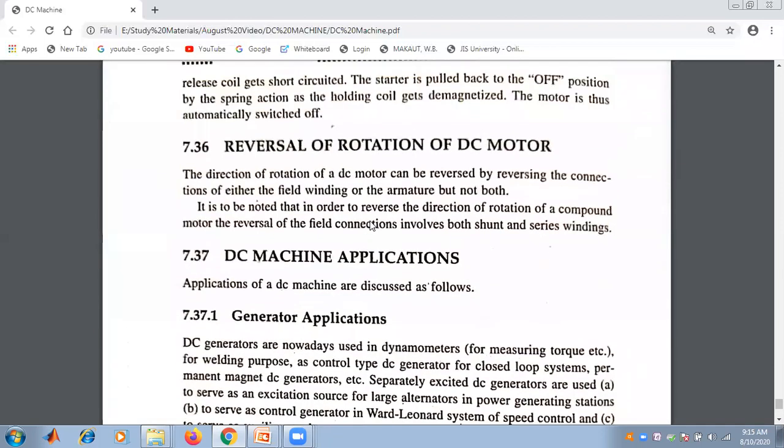Reversal of rotation of a DC motor: the direction of rotation of a DC motor can be reversed by reversing the connection of either the field winding or the armature, but not both. It is to be noted that in order to reverse the direction of rotation of a compound motor, the reversal of field connections involves both shunt and series windings.